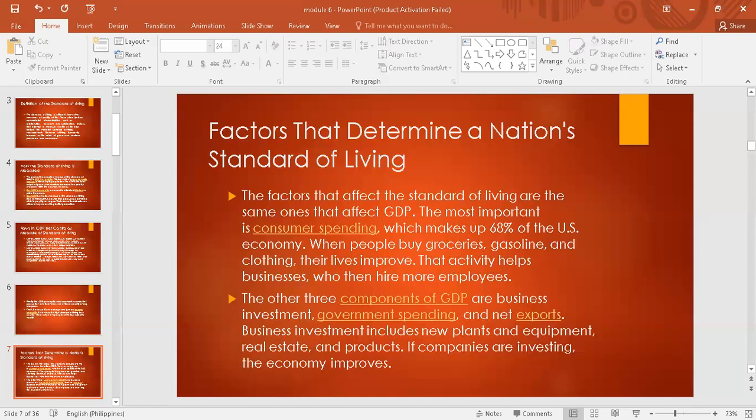Another factors that we consider sa standard of living ay yung investment, government spending, and net exports. Una sa investment po, it includes new plants and equipments, real estates, and products. If companies are investing, their economy improves. Ibig sabihin po, kapag maraming investment, halimbawa maraming nagpatayo ng negosyo sa Philippines, halimbawa may mga entrepreneurs tayo that they want to engage in business. That's how the economy improves.